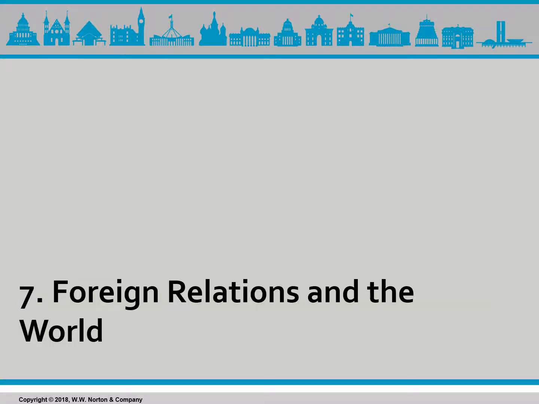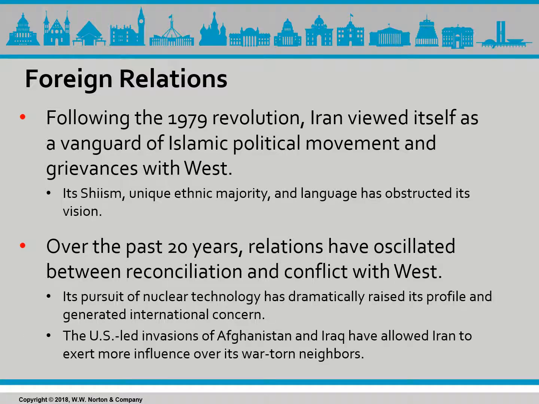Now, when it comes to foreign relations and the world, Iran has been linked to terrorism and Hezbollah, an armed Shiite group in Lebanon that was trained by the Revolutionary Guard. Okay, so Iran, right off the bat, has been linked to terrorism, and Hezbollah is their main arm in Lebanon, and they are terroristic activities.